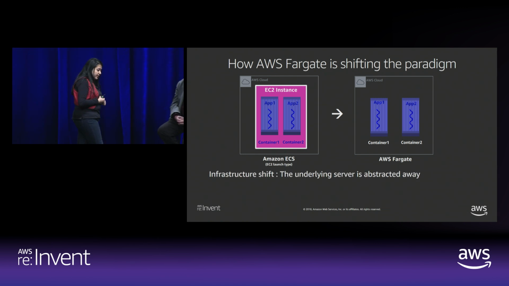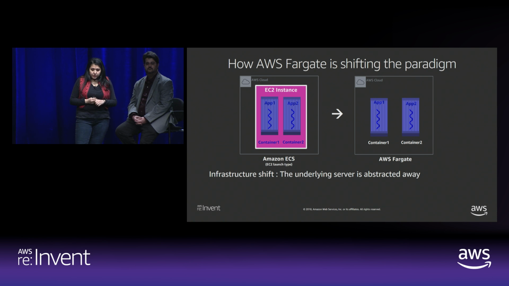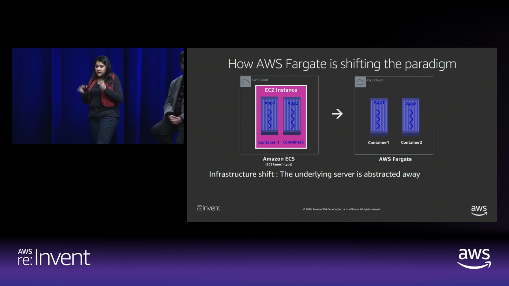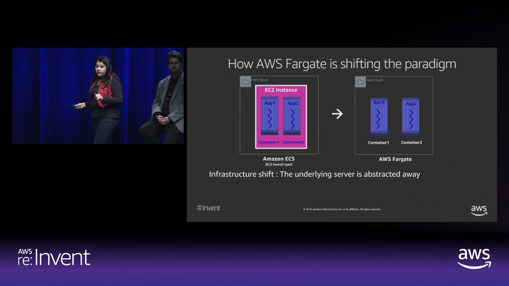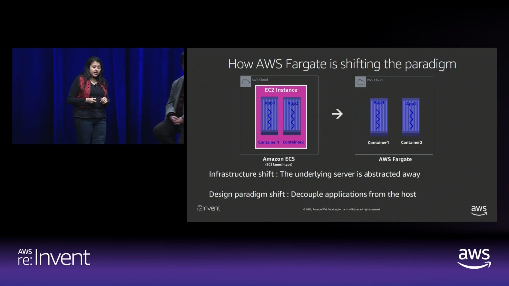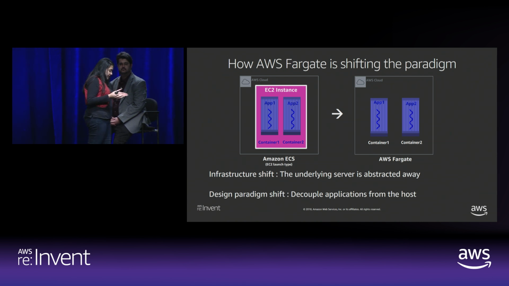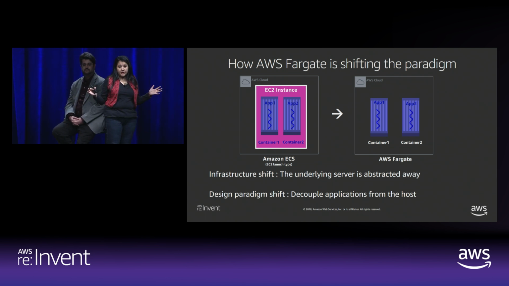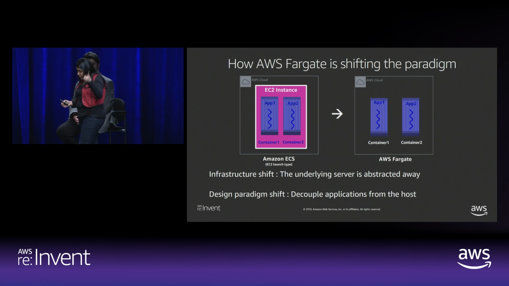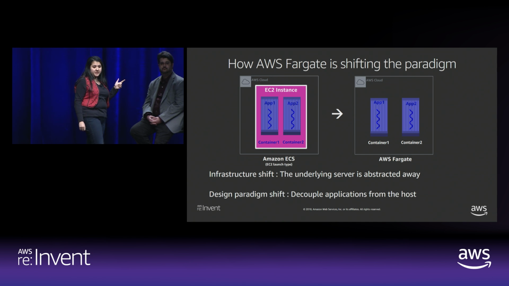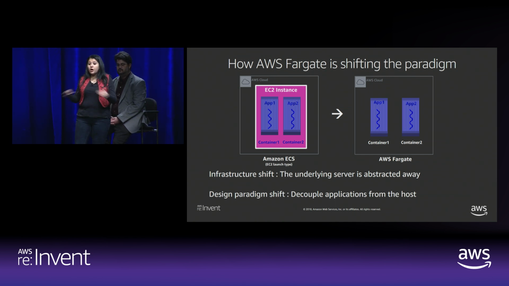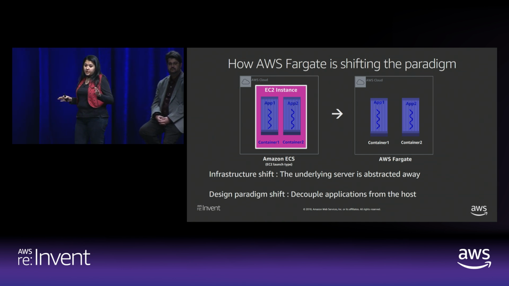The infrastructure shift here with Fargate is that you're going from running containers that are hosted on EC2 instances that are running in your account to running containers that are just magically hosted in the cloud for you. And the underlying server underneath your containers is completely abstracted away from you, which means you don't have access to log into it. You don't have the ability to perform any kind of customizations on the server. You basically lose all interaction touch points with the underlying server.